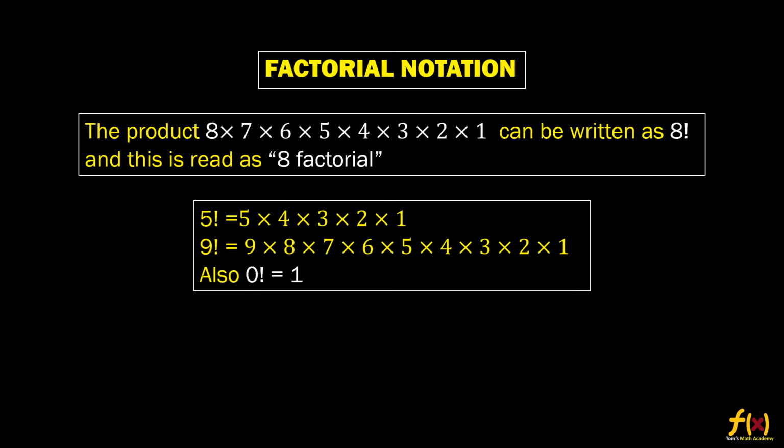But it should come down to 1. Then only we say it is 8 factorial. Okay. Now 5 factorial, look at that. 5 times 4 times 3 times 2 times 1. 9 factorial, starting from 9, minus 1 is 8, minus 1 is 7, like that down to 1. Now there is another important number. 0 factorial is equal to 1. You can check on the calculator also.